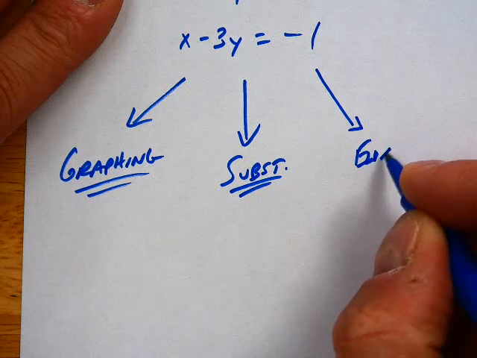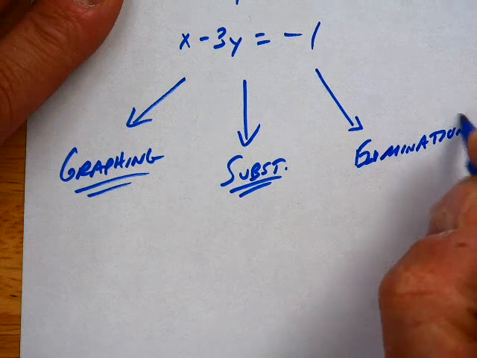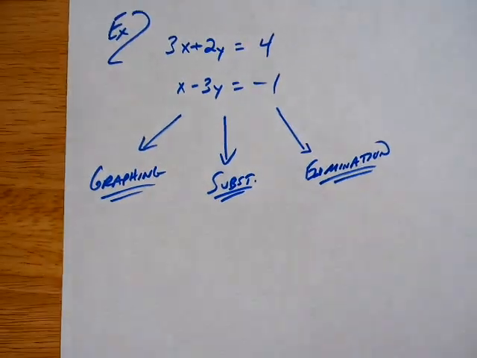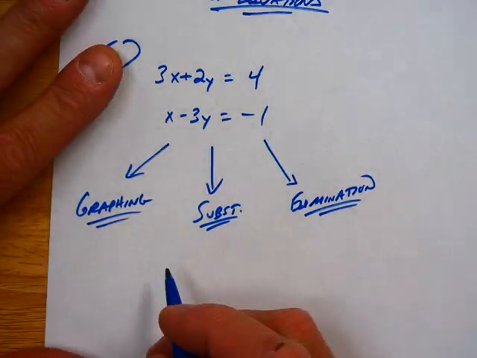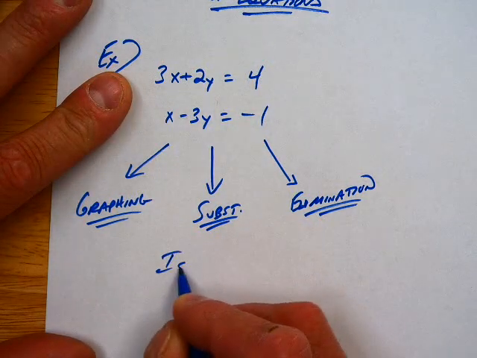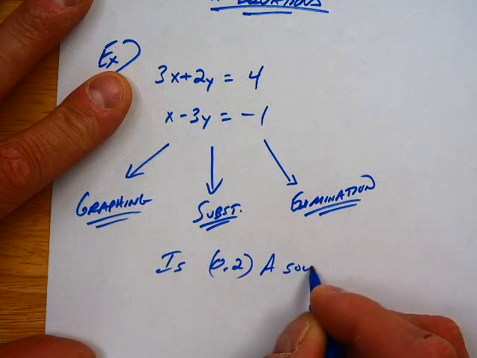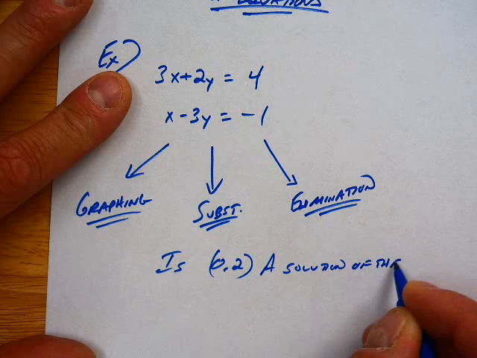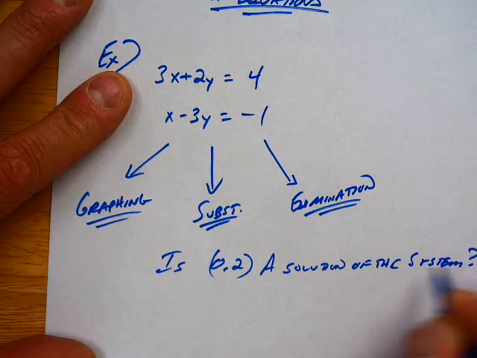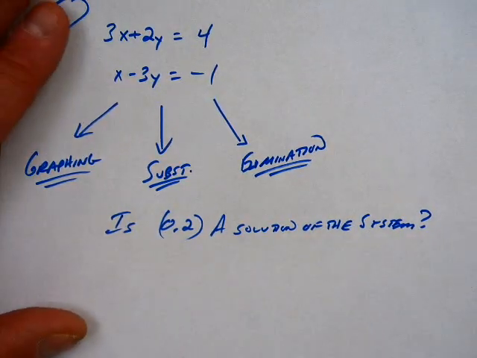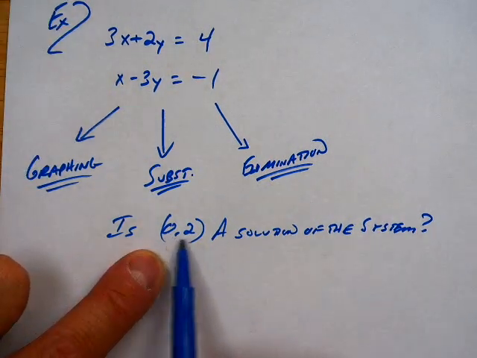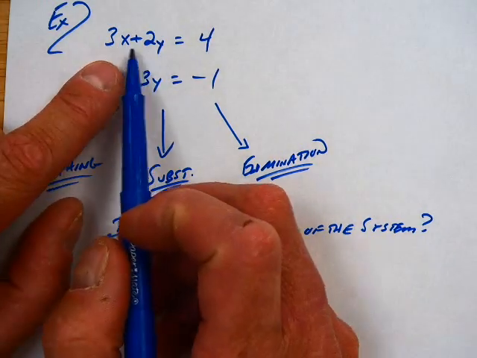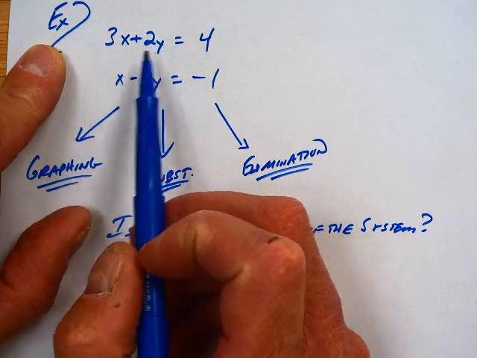So the first thing we're going to do, let me give you an example of a system of equations. 3x plus 2y equals 4, x minus 3y equals negative 1. So what we have is two equations, two variables, and this is a system of equations. To solve this system means that we have to find the value of x and y that works in both. And there's lots of different ways to solve these. We could solve by graphing. We could solve by substitution. We could solve by elimination.